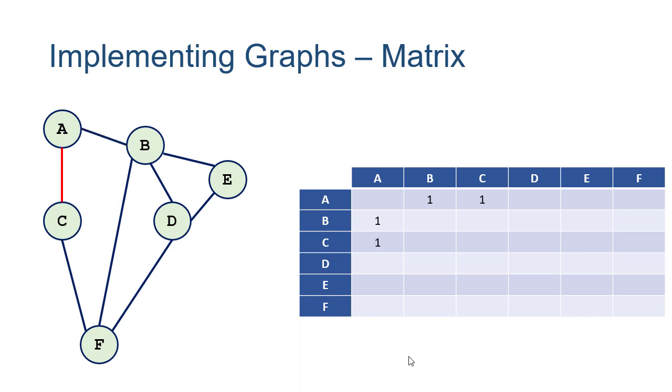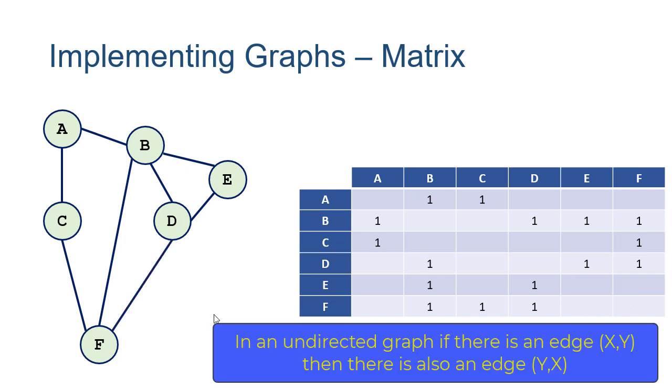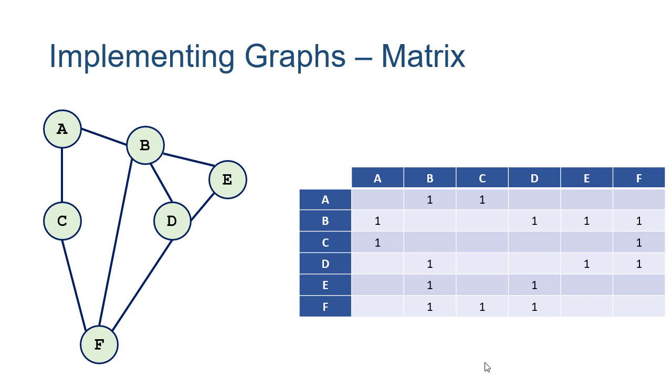For the edge AC, we put a 1 in row A, column C, and row C, column A. For edge BD, we add a flag in row B, column D, and row D, column B. For edge BE, row E, column B, row B, column E, and so on and so forth as we go through the edges of the graph. Now, one thing you should notice is that this matrix is symmetric, and that's because this is an undirected graph, and we'll see a directed graph in a moment. So this is our final adjacency matrix for this graph.